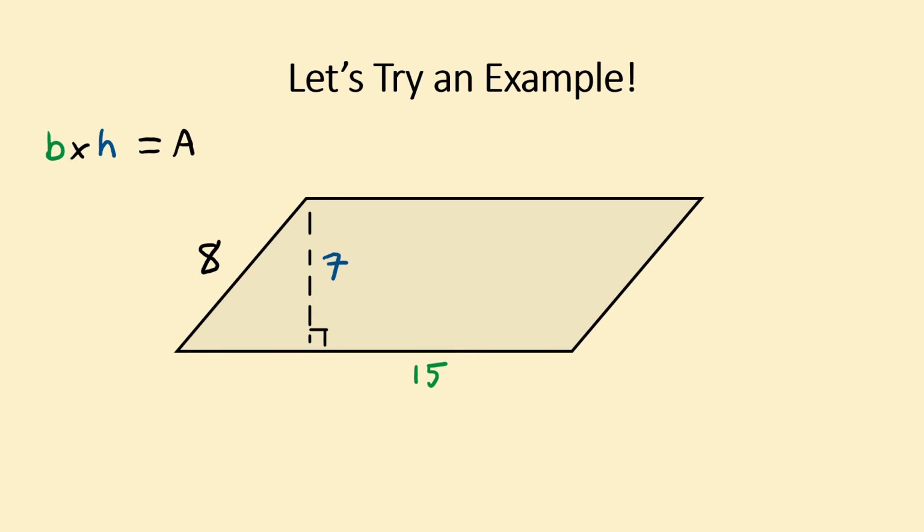Now we can take these numbers and plug them into our regular formula of base times height equals area. Our base is 15 and our height is 7. Once we multiply those 2 numbers together, we get our final area of 105.